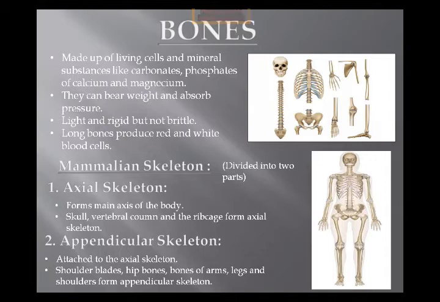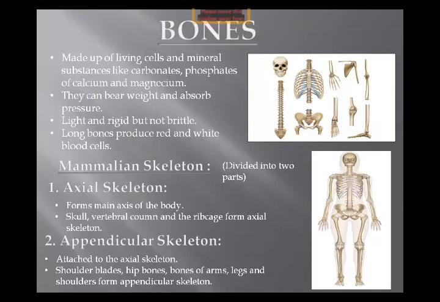They can bear the weight, they can absorb the pressure, and they also apply force on any other body. Bones do not have too much weight. They are light, they are rigid, but they are not brittle, means they are not easily breakable. And one more interesting thing, the long bone, which is the thigh bone, or our leg bone. The longest bone is our leg bone, and it produces red and white blood cells. Inside the long bone, white and red blood cells are produced.